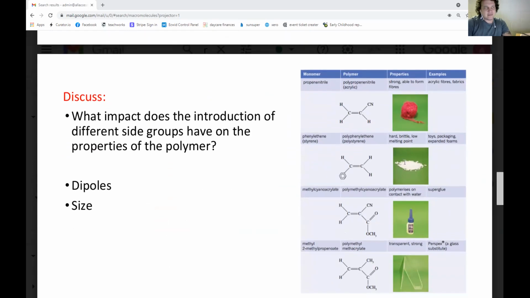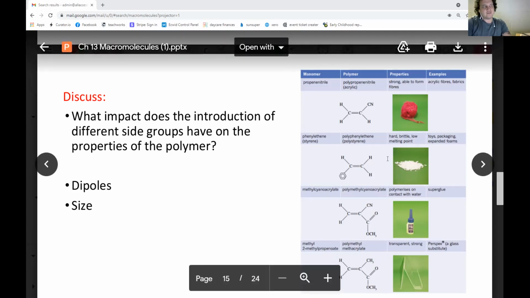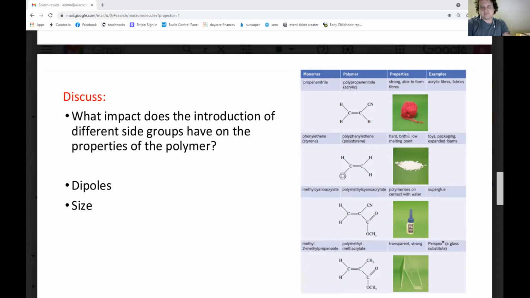So polystyrene, the scourge of the earth. Because it will just about never break down. And it's used in packaging.